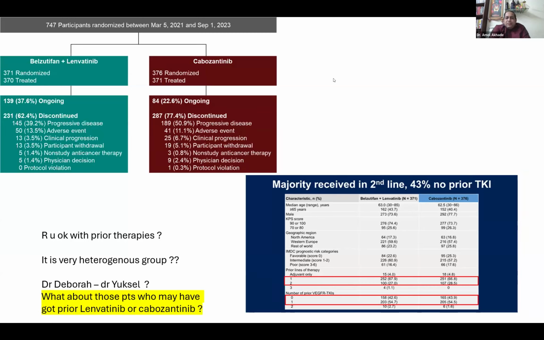Now, if you see, the majority of the patients received it in the second line, 43% with no prior TKI. So are you okay with the prior therapies? It's quite a heterogeneous group. So your thoughts on this, Dr. Deborah or Dr. Yüksel?